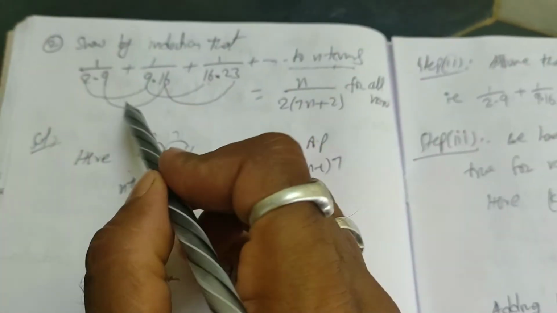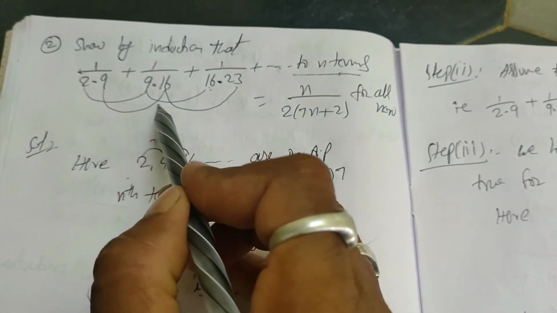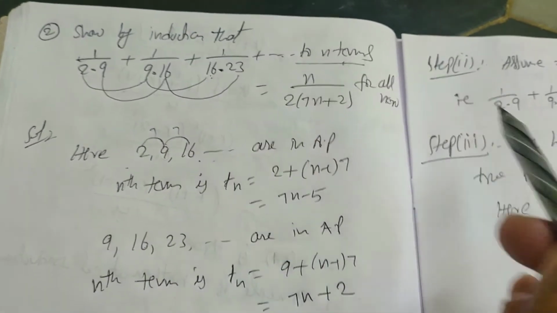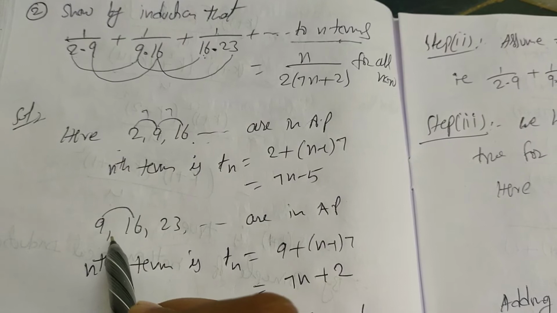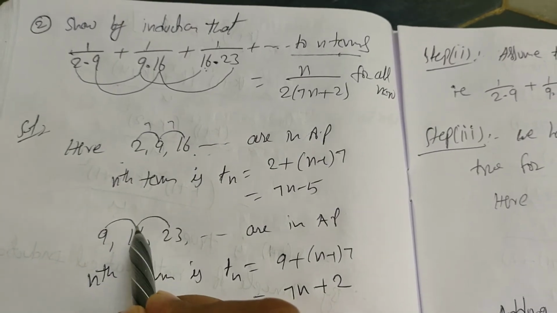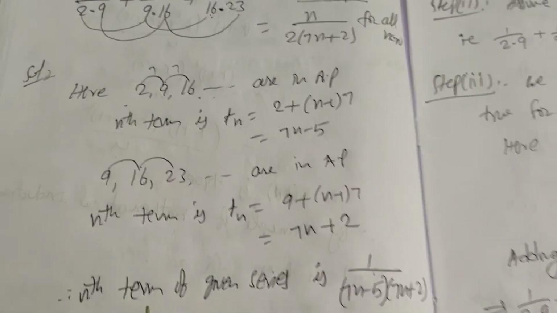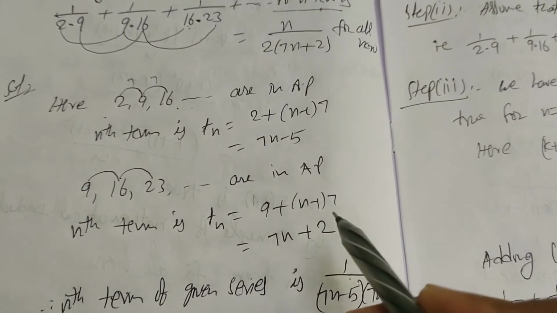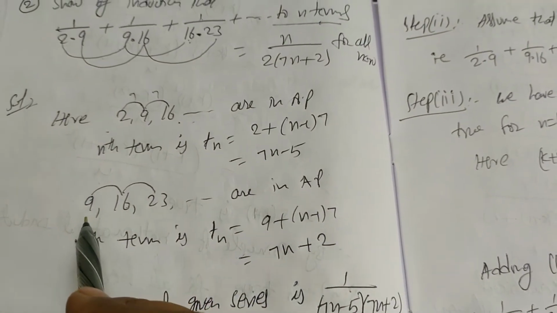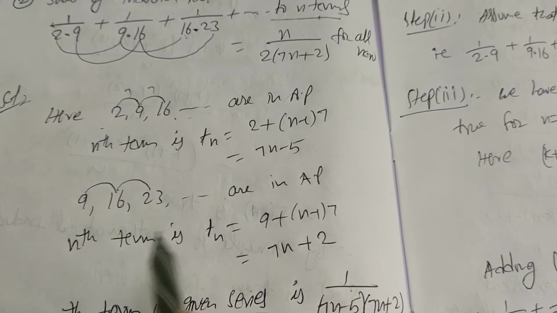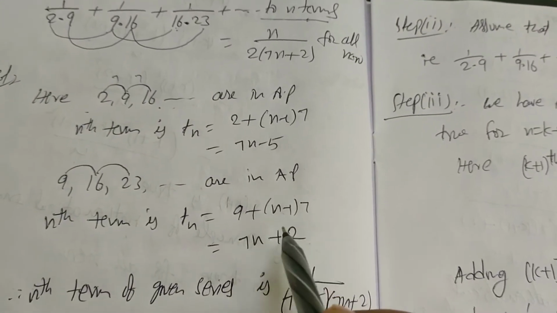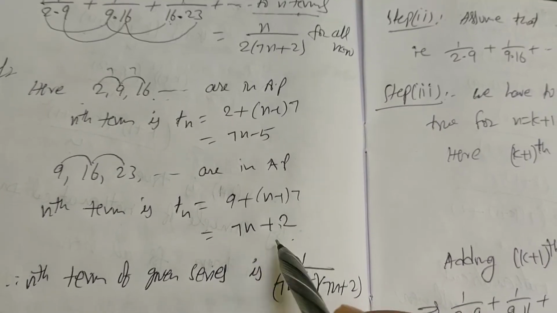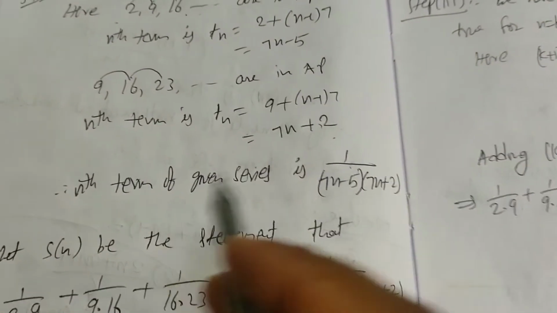And observe the second factors 9, 16, 23 and so on. 16 minus 9 is also 7, the common difference. 23 minus 16 is 7. So it is in AP. The nth term formula is the same, a plus n minus 1 into d, but here a is equal to 9 and d is the same 7. So this is 7n minus 7 plus 9. 9 minus 7 is 2. So 7n plus 2.